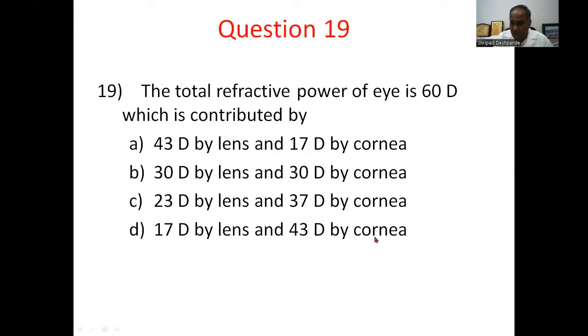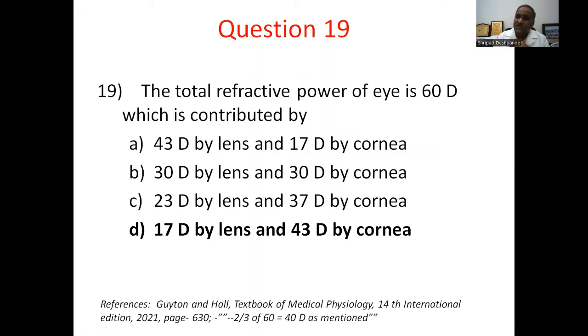Though this is not clearly mentioned in the textbooks of physiology, I am mentioning it here. Guyton's textbook of physiology mentions that two-thirds of the total dioptric power is by the cornea. Two-thirds of 60 is 40 diopters, and 43 is close to 40 diopters, so option D is the correct response.